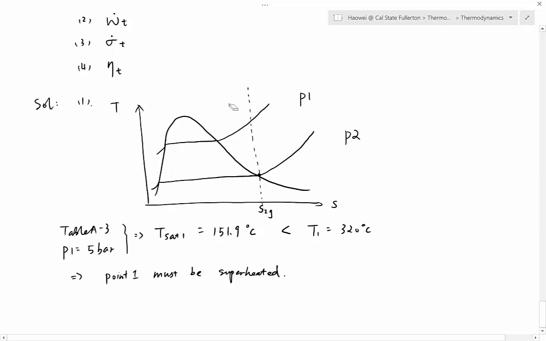Okay, so now how do we look for S1? What's the first thing you need to do? You need to find out the phase of number 1. What is the phase of number 1? Superheated. So if you're looking for a property for superheated water vapor, you have to go to table A4.